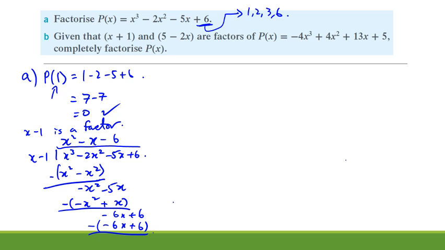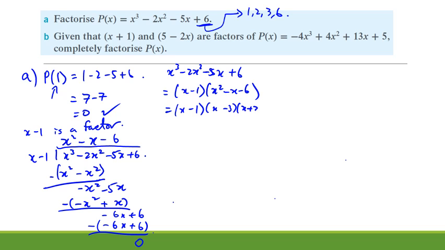Okay, make sure you always check your answer. If you know it's a factor, and you found out that it's a factor, it should always give you a 0 at the end here. So then we have x cubed minus 2x squared minus 5x plus 6 equals x minus 1, x squared minus x minus 6. Then we need to factorize the quadratic as well. You can always try and get linear factors if you can. So it's x minus 3, x plus 2.